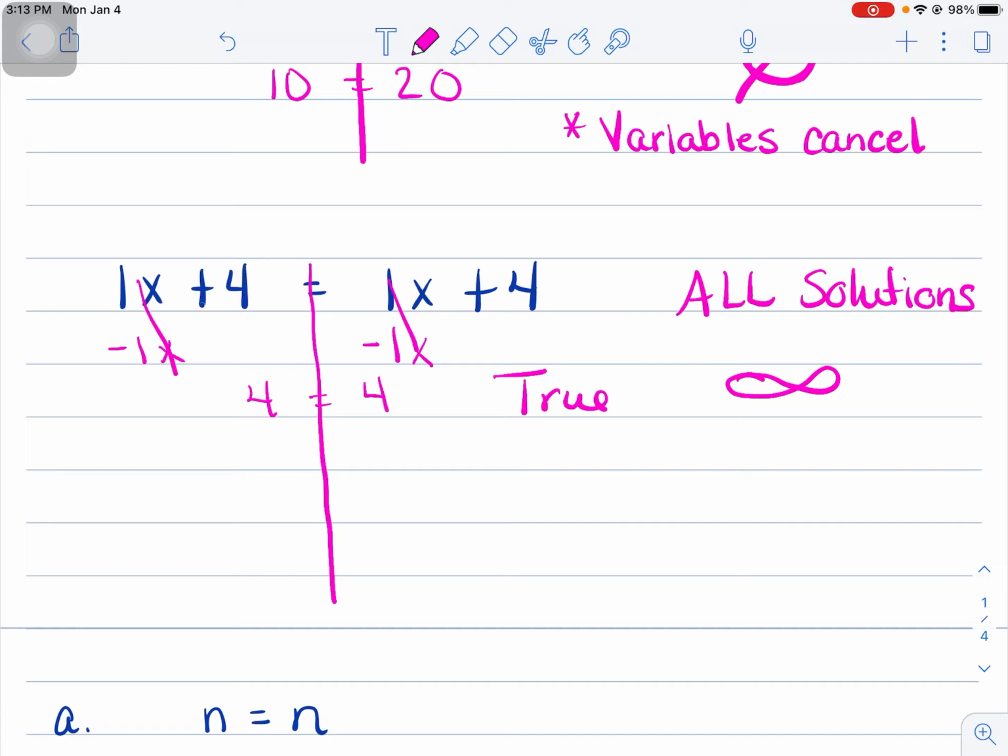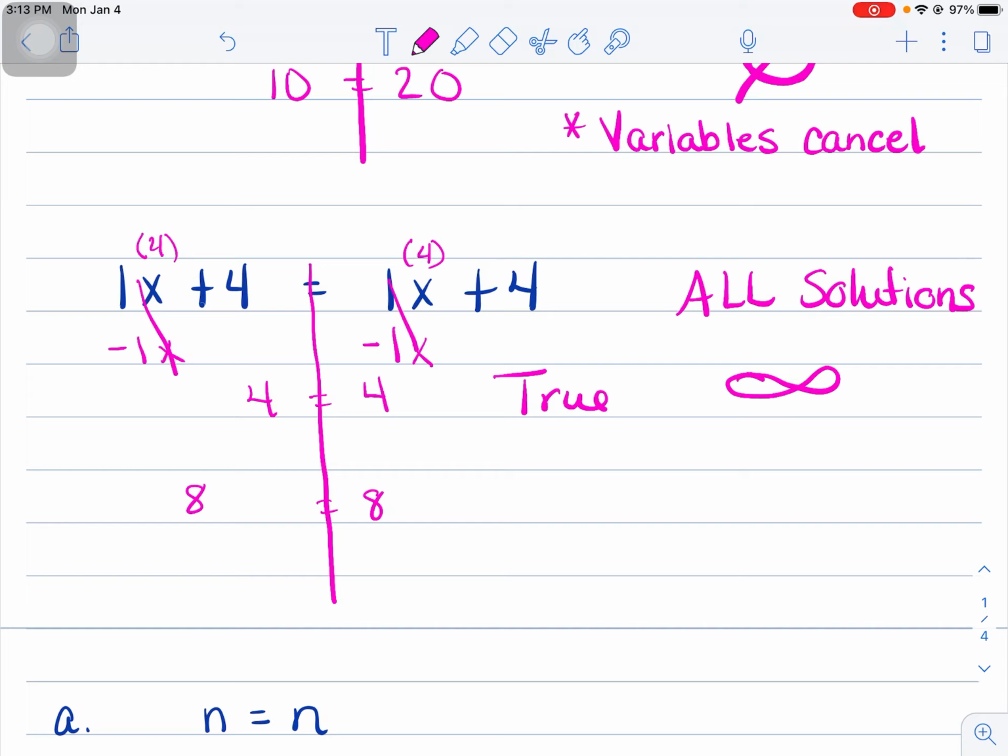So if I put in a 4 right here and right here, because x has to be 4 on both, 1 times 4 is 4, 4 plus 4 is 8. Same thing over here, 4 times 1 is 4 plus 4 is 8. It's true. I could put in a decimal, I could put in a negative number, whatever. Any solution is going to work. So that's an all solution.